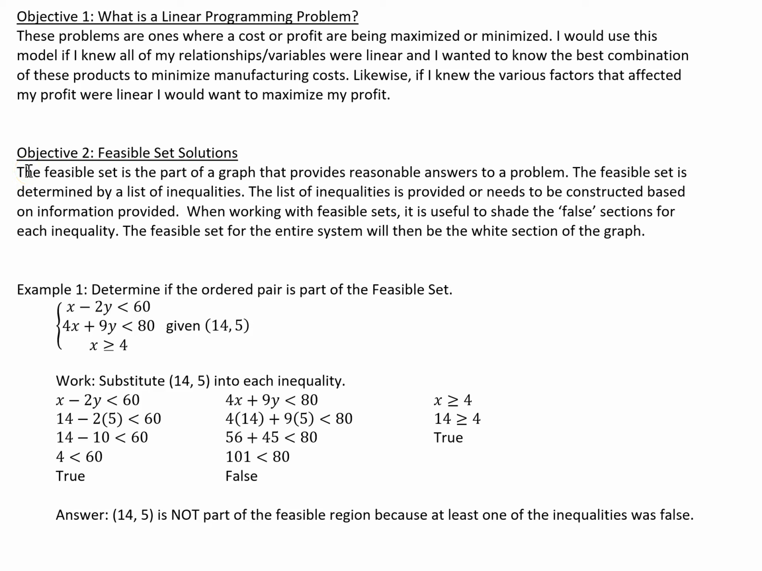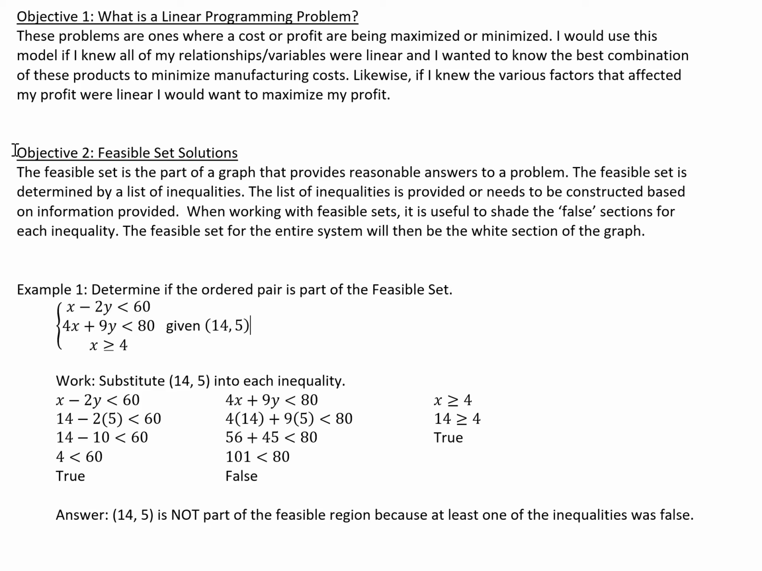Now let's say we have a situation that's been given to us and we want to know if something is or is not a solution. So this is objective 2, feasible set solutions. The feasible set is a part of a graph that provides reasonable answers to a problem. The feasible set is determined by a list of inequalities. The list of inequalities is provided or needs to be constructed based on information provided.